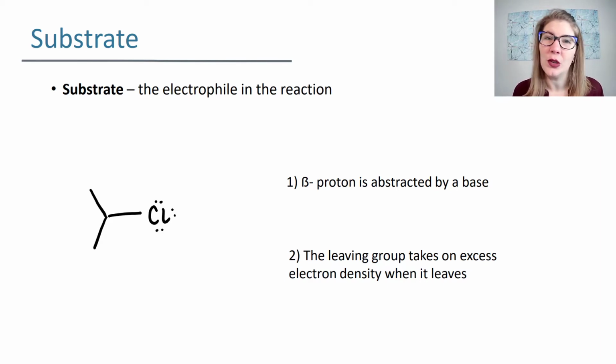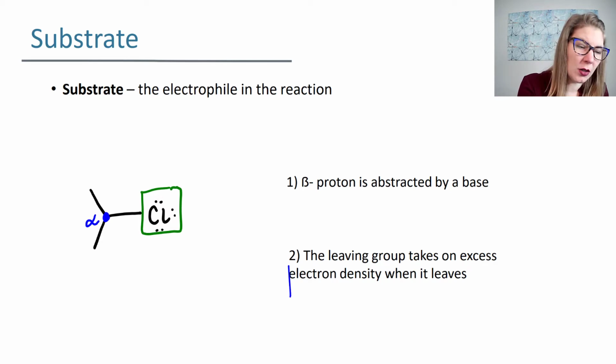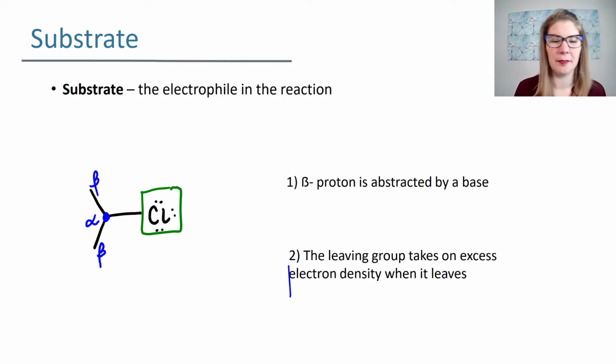The first thing I want you to do is find your leaving group. So we're going to find our leaving group, and I'm just going to put a box around that. Remember, your leaving groups are good leaving groups when they are the conjugate base of strong acids, which means they can take on excess electron density. Once you've found your leaving group, go and back up to the carbon that the leaving group is attached to. That's what we call our alpha carbon. And then one carbon away from that is your beta carbon. In this case, you have two beta carbons, but they're symmetrical. So this one is beta and this one is beta.